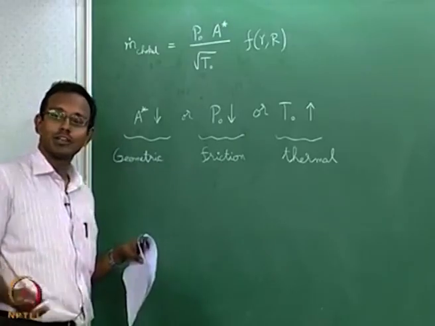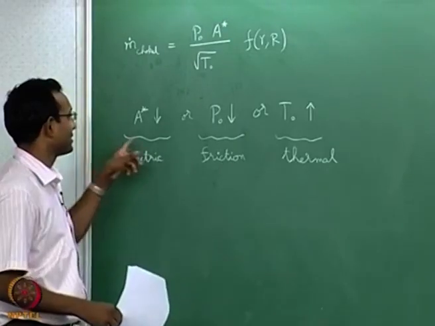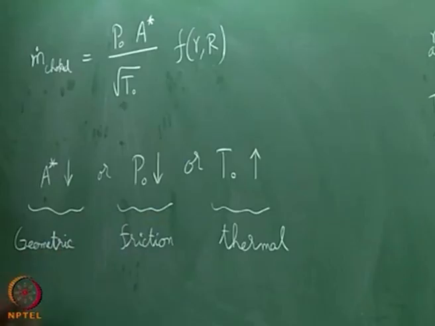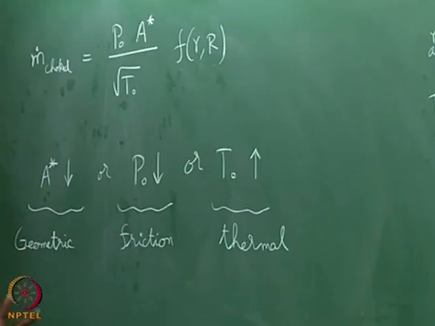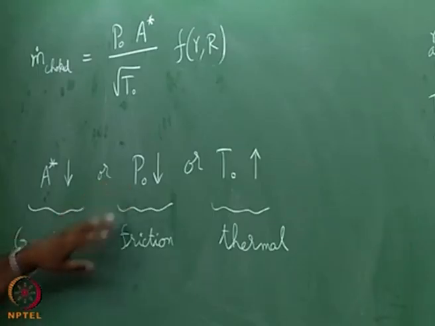How do I avoid choking? These are all the mechanisms that take you towards choking. So I have to do the straight opposite things. I have to think about area increasing, that is a possibility. I can think about P naught loss minimizes. You cannot increase P naught just like that, okay, in a flow unless you add extra energy to the system, okay. So I will try and minimize friction, okay. I will try and minimize P naught losses.